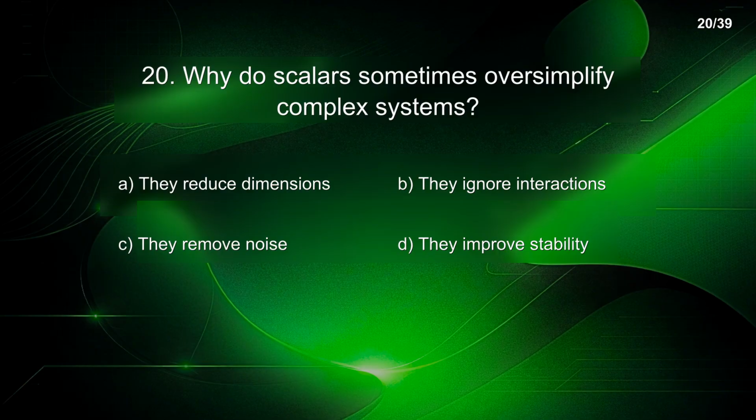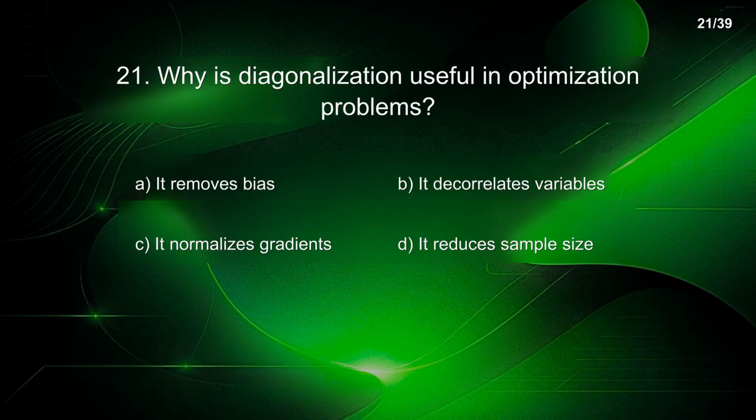Correct answer is B. They ignore interactions. 21st question. Why is diagonalization useful in optimization problems? A. It removes bias. B. It decorrelates variables. C. It normalizes gradients. D. It reduces sample size. Correct answer is B. It decorrelates variables.